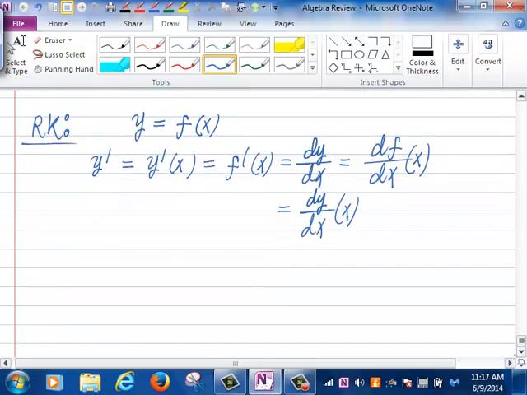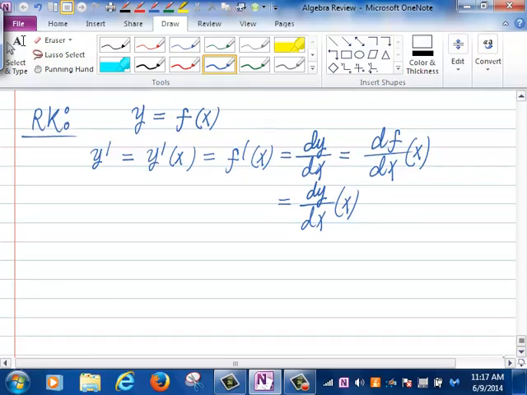Is everybody okay with that? Yeah, I think these are all the notations that are used. I can't think of right now if there are any other notations.